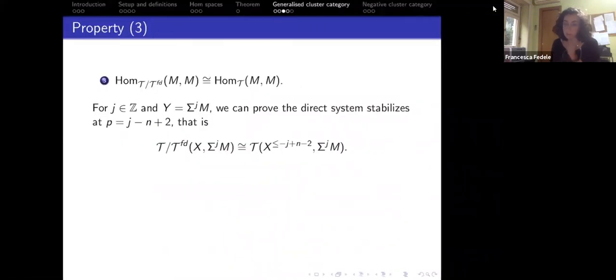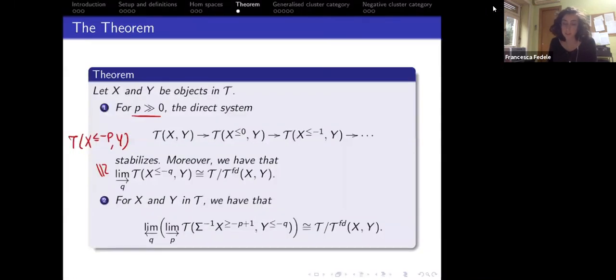Before going to property 2, I'll mention property 3 first. So this fact that the endomorphism ring over T over TFD of M is isomorphic to the endomorphism ring of M over T. In general, for this theorem, I said that this direct system stabilizes, but we don't really have a rule of when that stabilizes. But if you look at a special case of Y, then you can actually say from one point on that it's actually a stable direct system.